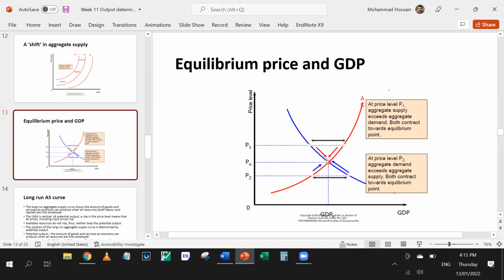The same way, at the P2 level, when the aggregate demand is more than the aggregate supply, they will be contracting to the equilibrium point. So what does it mean? It means that the country will be in equilibrium. Whether the price is high or low, they will be coming back, contracting back, traveling back to the equilibrium point.